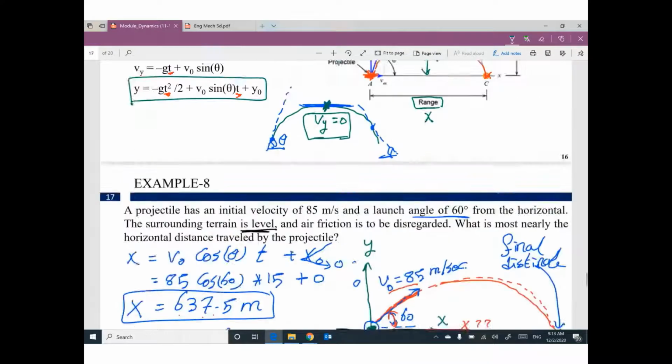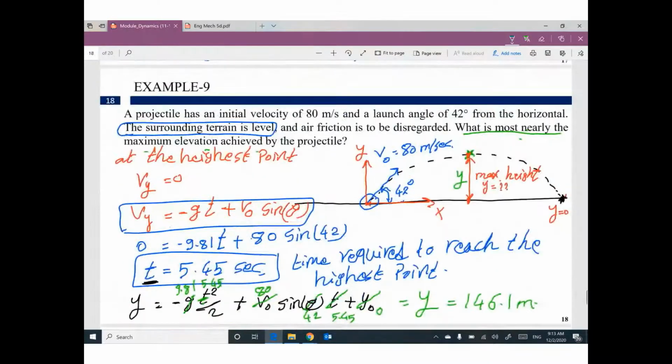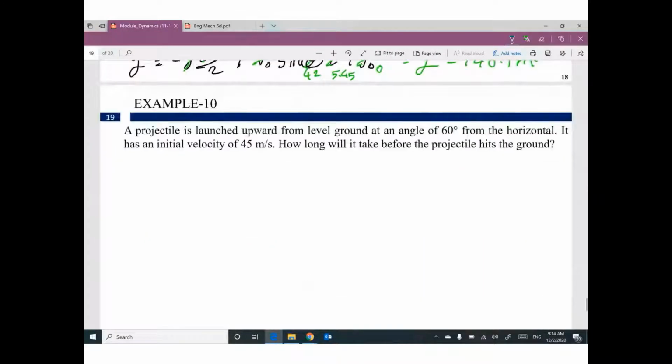And we did, in example number 9. At the highest point of the parabolic path, the vertical component of velocity equals 0. So this equation equals 0. From this equation, I can figure out the required time to reach this position. I will cover 2 more examples today. We will have a short meeting.